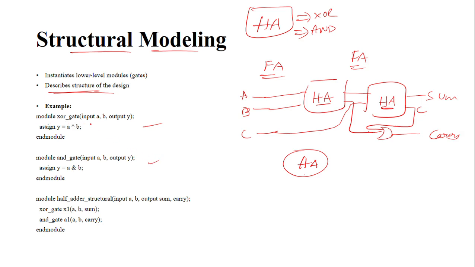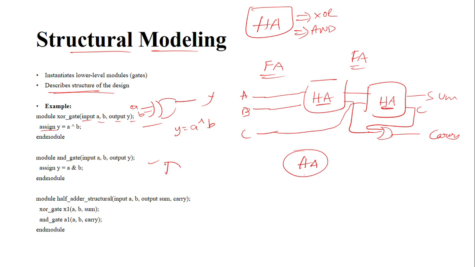So module XOR gate I write here, A and B are the inputs, and Y is the output. So I can simply represent input A, B and output Y. So assign, what is the operation? Y is equal to A XOR B. The XOR gate symbol is the caret, so A XOR B. So I can assign like this and end module. Since there is a single line, you don't use any begin or end statement here. So just simply assign Y is equal to A XOR B.